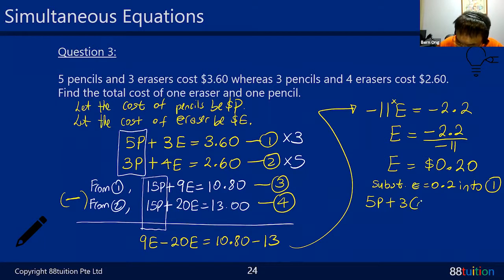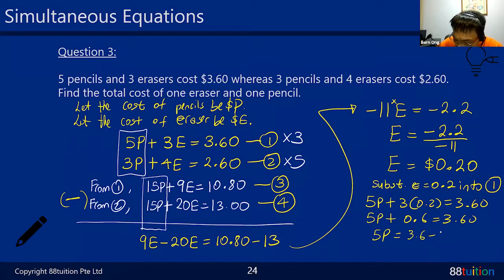All right, E is 0.2 is equal to 3.60 cents. 5p plus 0.6 is equal to 3.60. 5p will be equal to 3.6 minus 0.6, and that will be equal to 3. And therefore, your 1p will be 3 divided by 5, which is 60 cents.